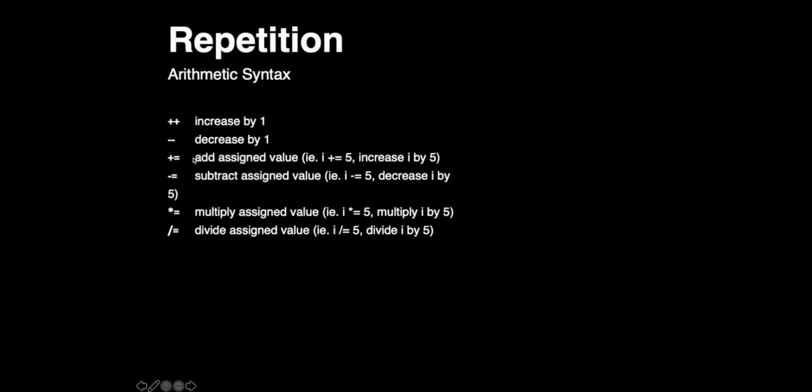Plus equals is going to take the current value and then add whatever value is after this equal sign. So if we say i += 5, then the i is going to increase by 5 each time. You can do the same thing with subtraction. So i -= 5 is going to decrease by 5 each time. Same thing with multiplication. It's going to multiply by whatever value, in this case 5, each time. And division, you could do the same thing. i /= 5 is going to divide by 5 each time.